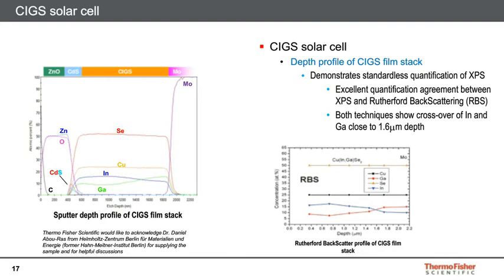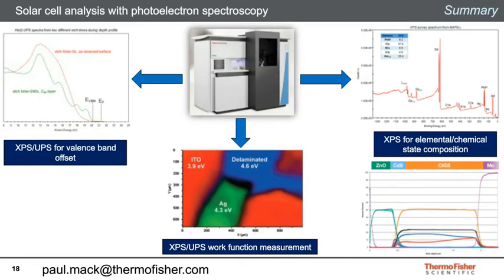We have seen in this presentation that XPS is a great technique for analyzing thin film solar cell materials. Parameters directly relating to device performance, such as elemental composition as a function of depth or valence band offset, can be measured.